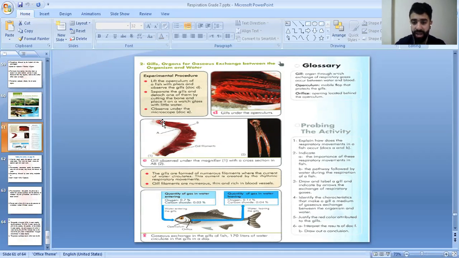Number 5, justify why the red color is attributed to the gills. We answer this right now. The red color of the gills is due to the presence of a high number of blood vessels.